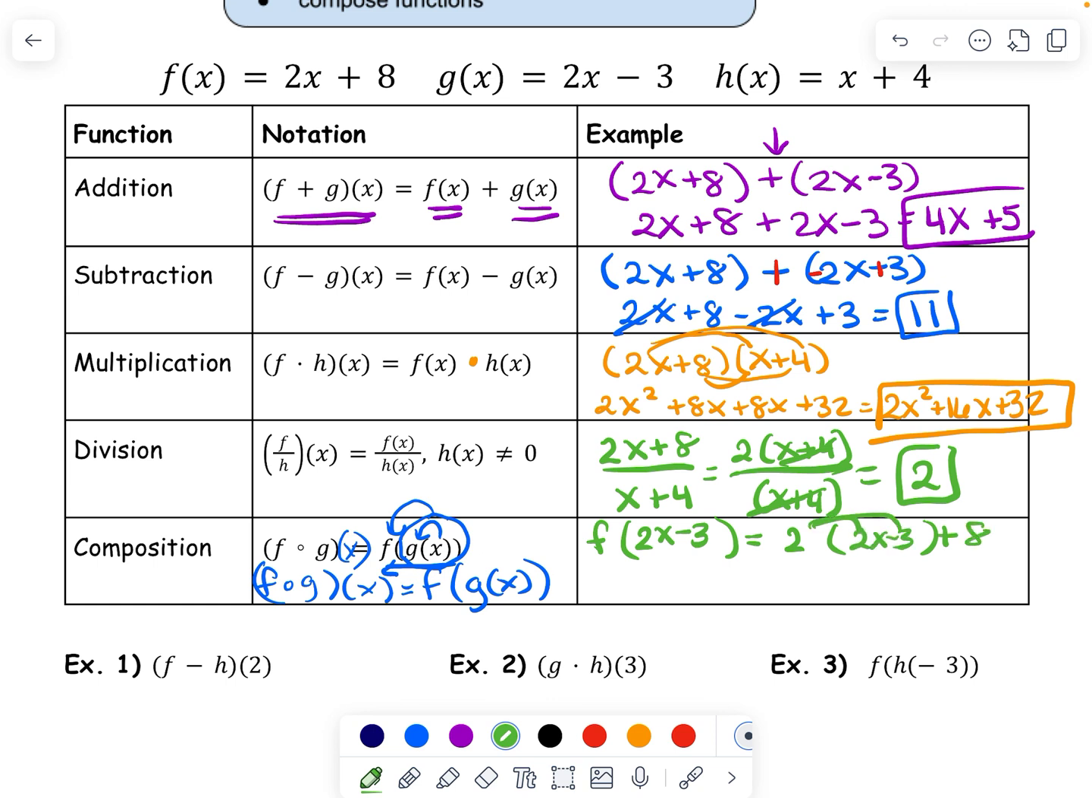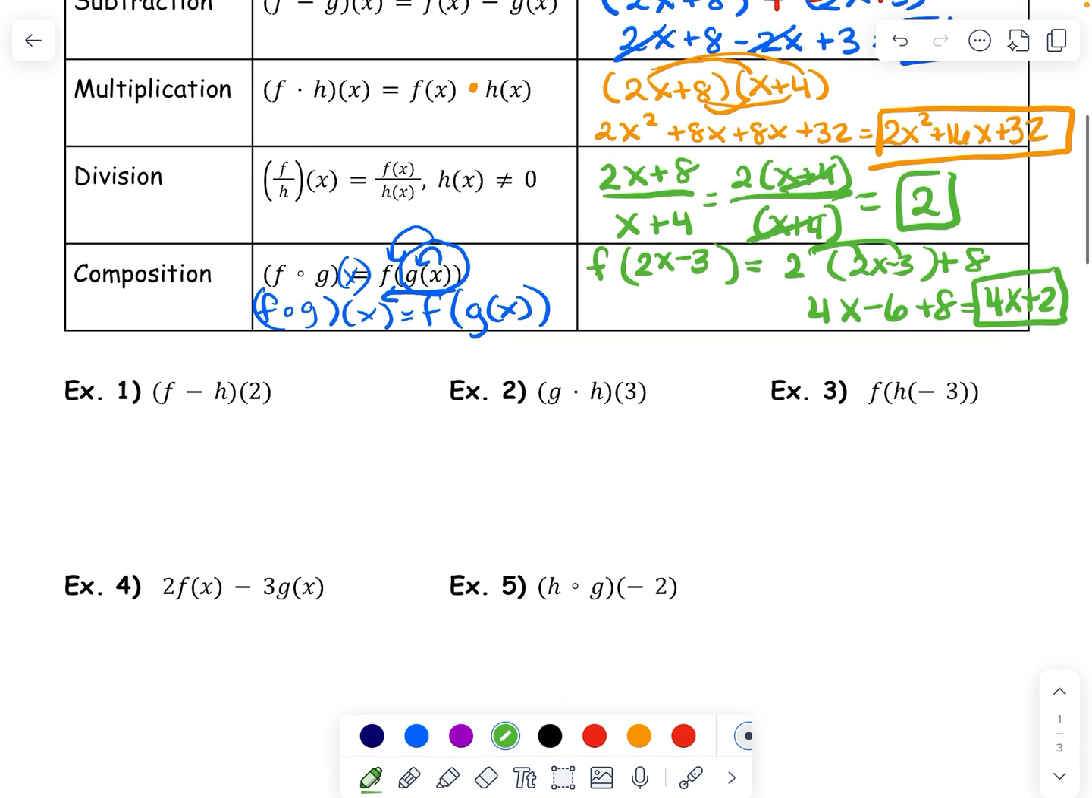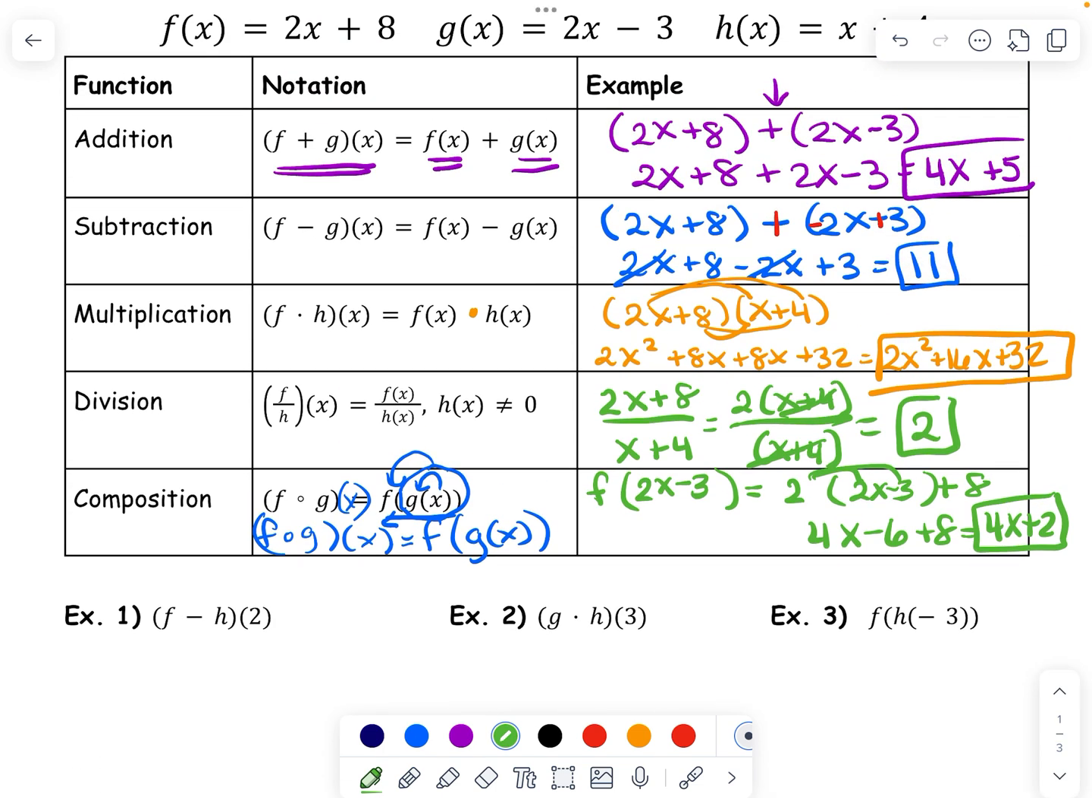And so we'll distribute, and we'll get 4x minus 6 plus 8, which again is 4x plus 2. So it doesn't matter which way you do it, you guys. It just doesn't matter. So for all of these, if you guys wanted to do it the harder way, you could do all of these out and then substitute your value in, right? Or you can put your value into each and then add, or put your value into each and then subtract, put your value into each and then multiply. I always do it the second way.